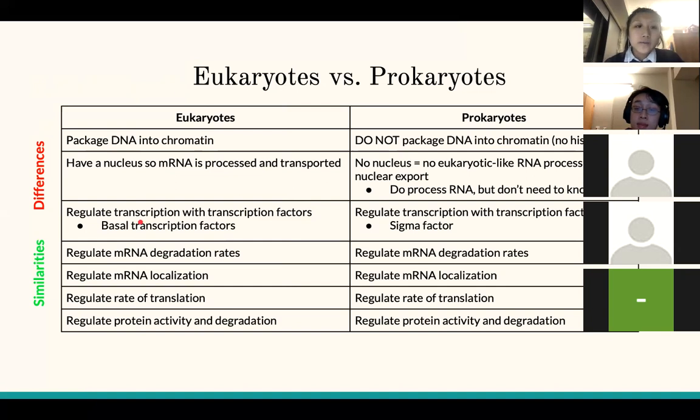eukaryotes regulate transcription with transcription factors. Prokaryotes do that as well, but they have different transcription factors. Eukaryotes have basal transcription factors, which are also known as the regulatory transcription factors. These are sequence specific. On the other hand, prokaryotes have sigma factors. More specifically, you'll hear about sigma 70 a lot, but I think that comes up a lot more in further weeks as well. So you'll definitely get familiar with these different transcription factors.